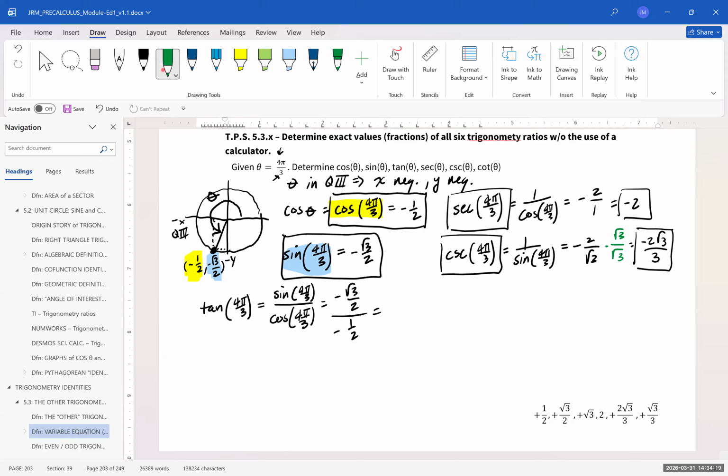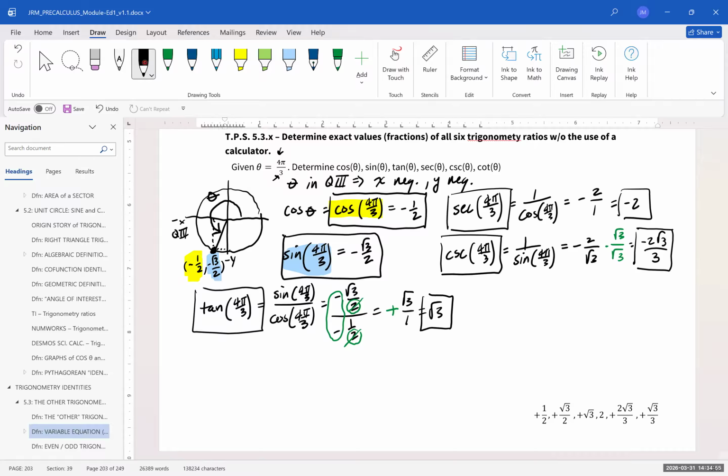So a couple of things. Negative divided by negative is going to be a positive. These 2's are both in the denominator, so those will cancel out. That's going to leave us with just a positive square root of 3 over 1, or just square root of 3. So tangent of 4 pi over 3 is a positive square root of 3. So that one was correct. Okay.